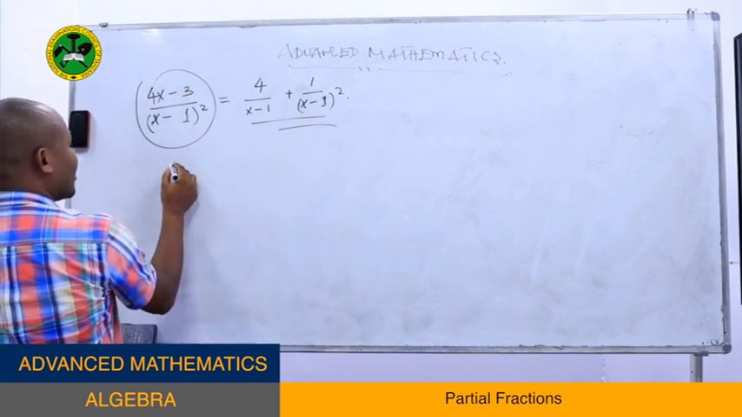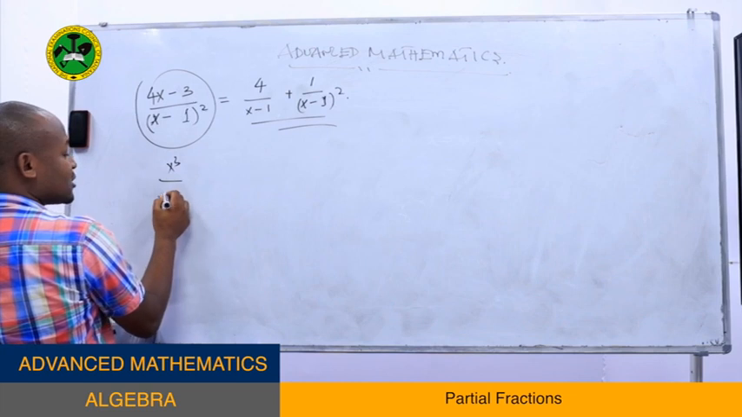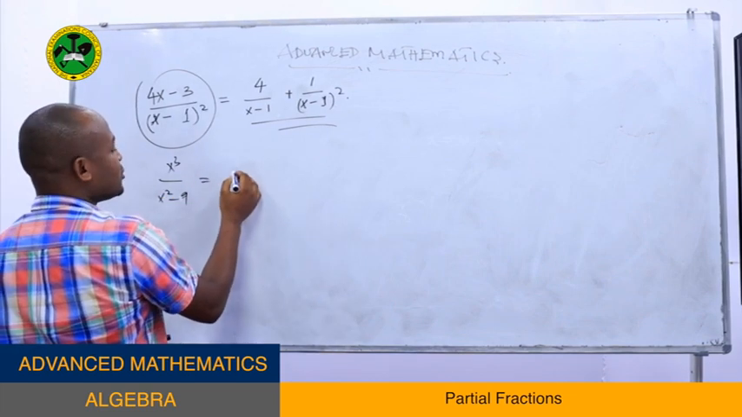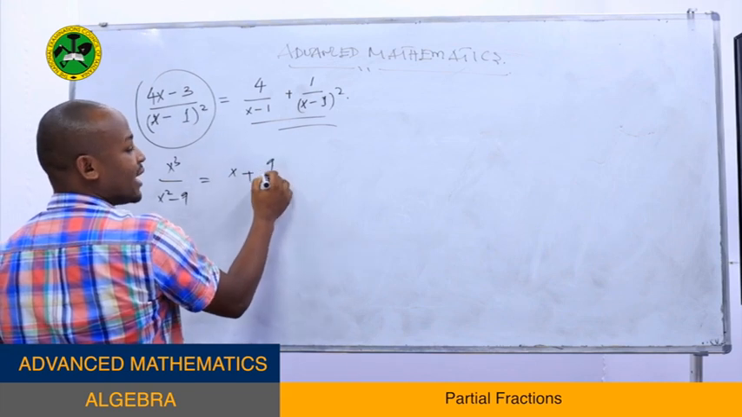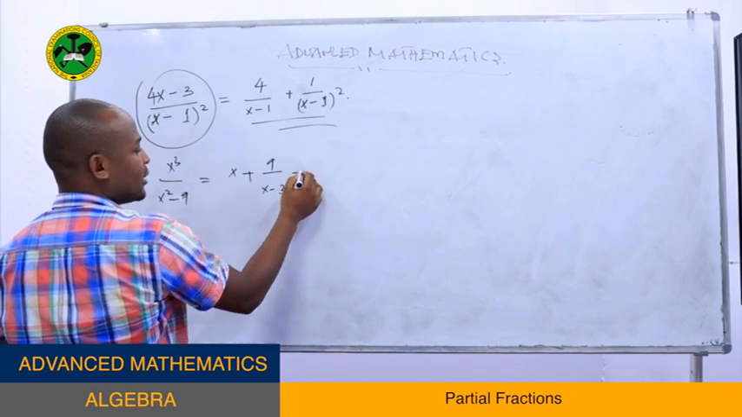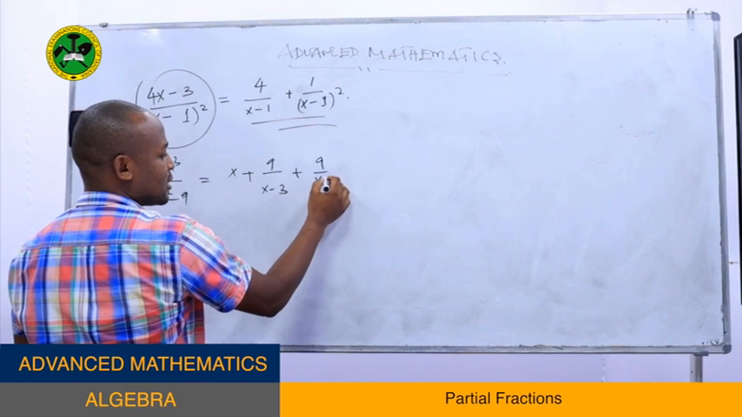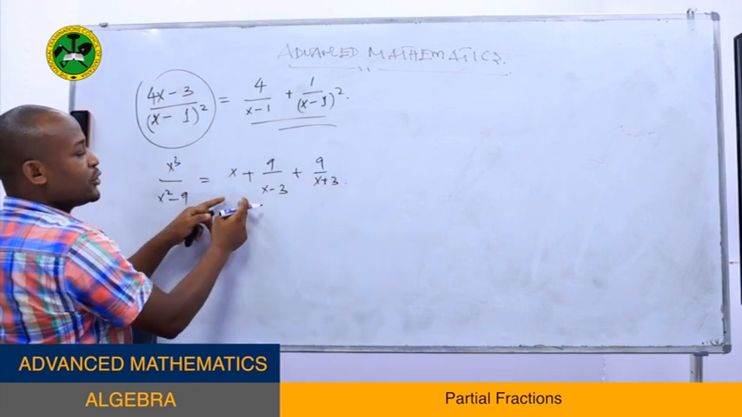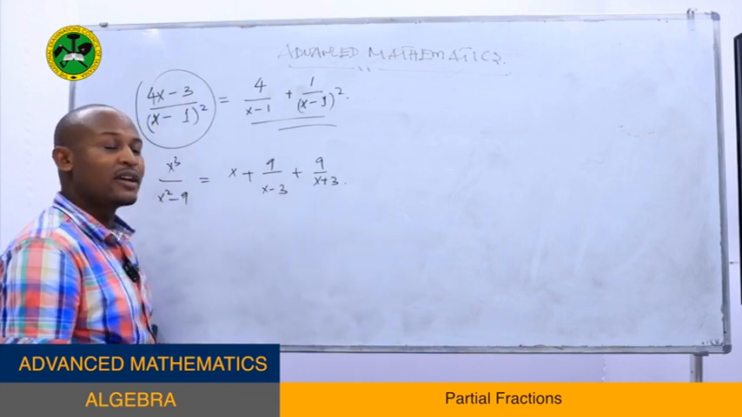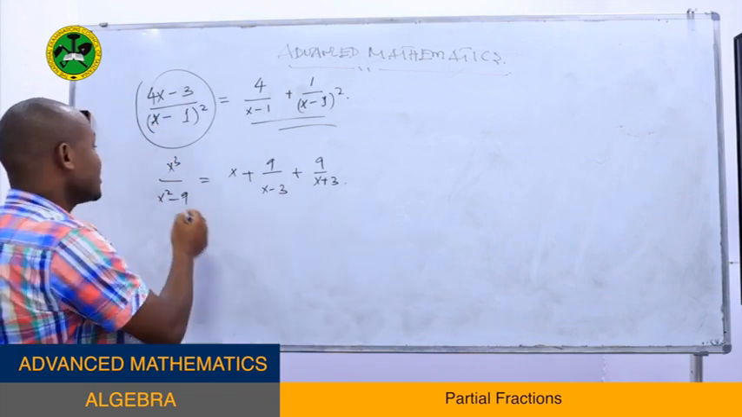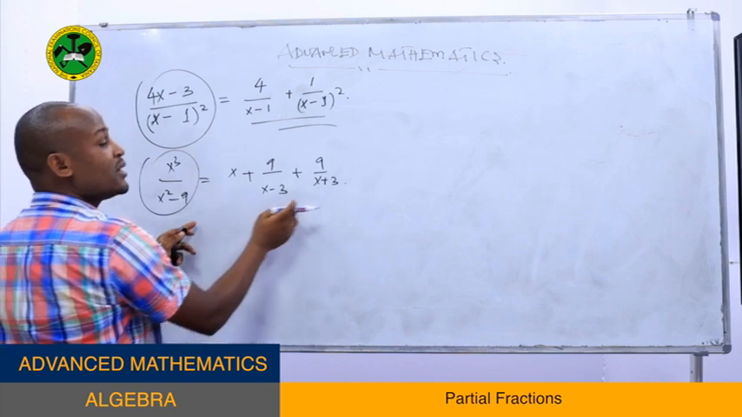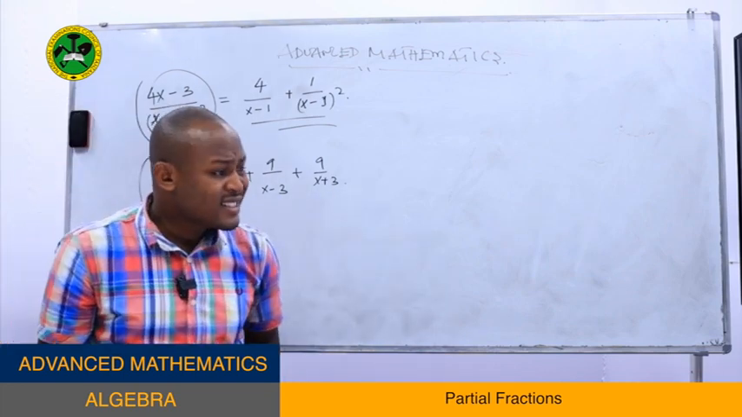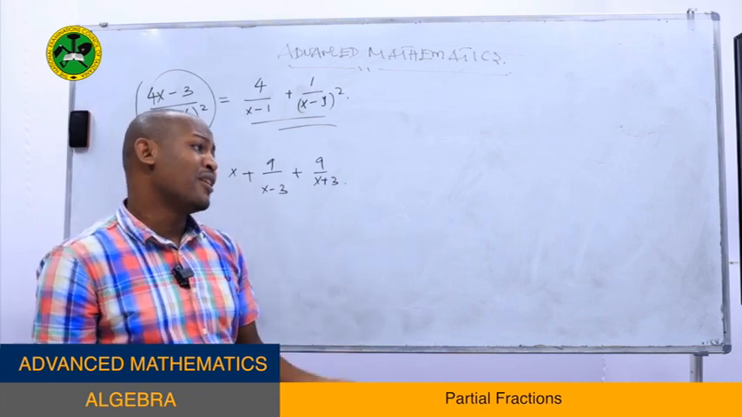Another example is like this. We have a function like x cubed over (x squared minus 9), and that can be simplified to x plus 9 over (x minus 3) plus 9 over (x plus 3). So this process of decomposing this function into these simple parts is known as partializing the function. The function we're talking about has been decomposed into simple parts. Now, how do we do that?